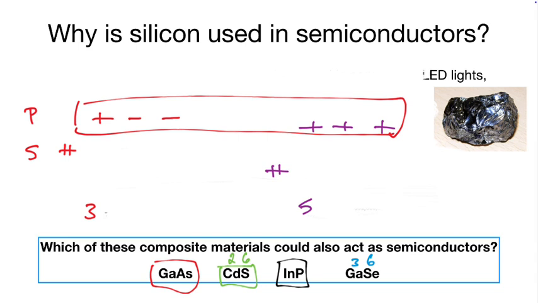What's the Roman numeral on top of the column in which gallium is located? 3. That is a 3 Roman numeral. What's the group number for, I already forgot it, selenium? 6. Group number for carbon? 4. Literally the Roman numerals are your valence electrons.